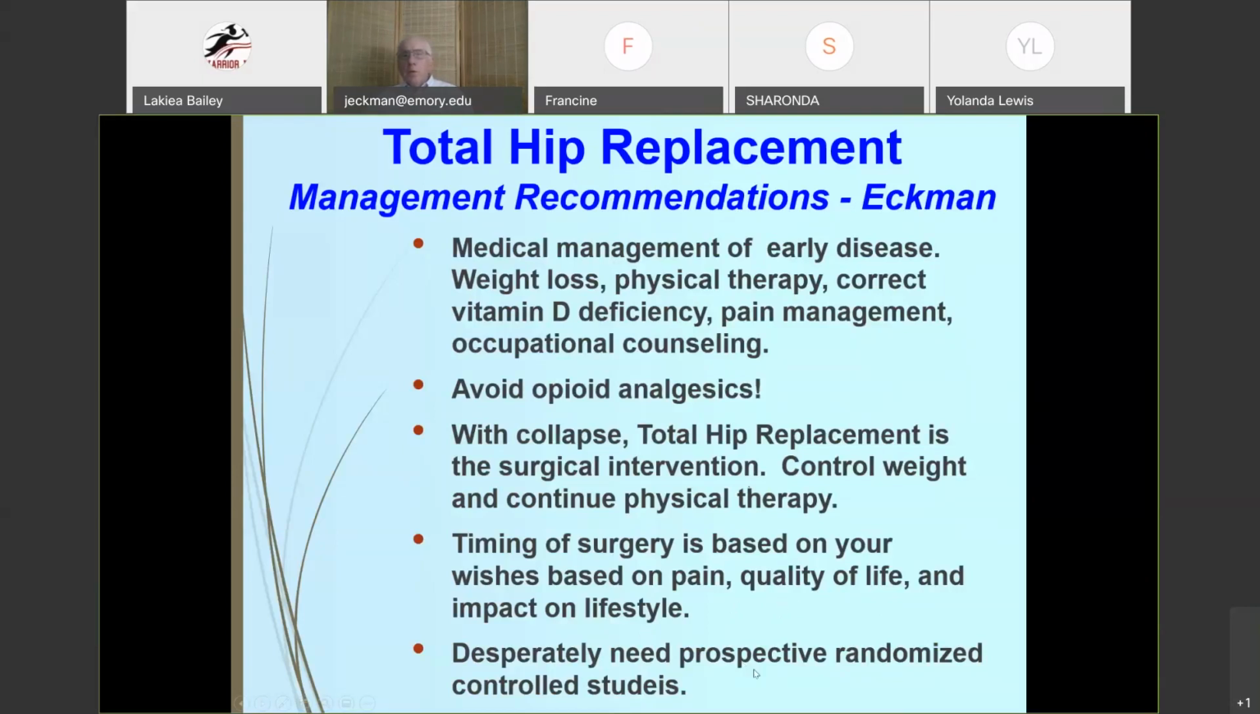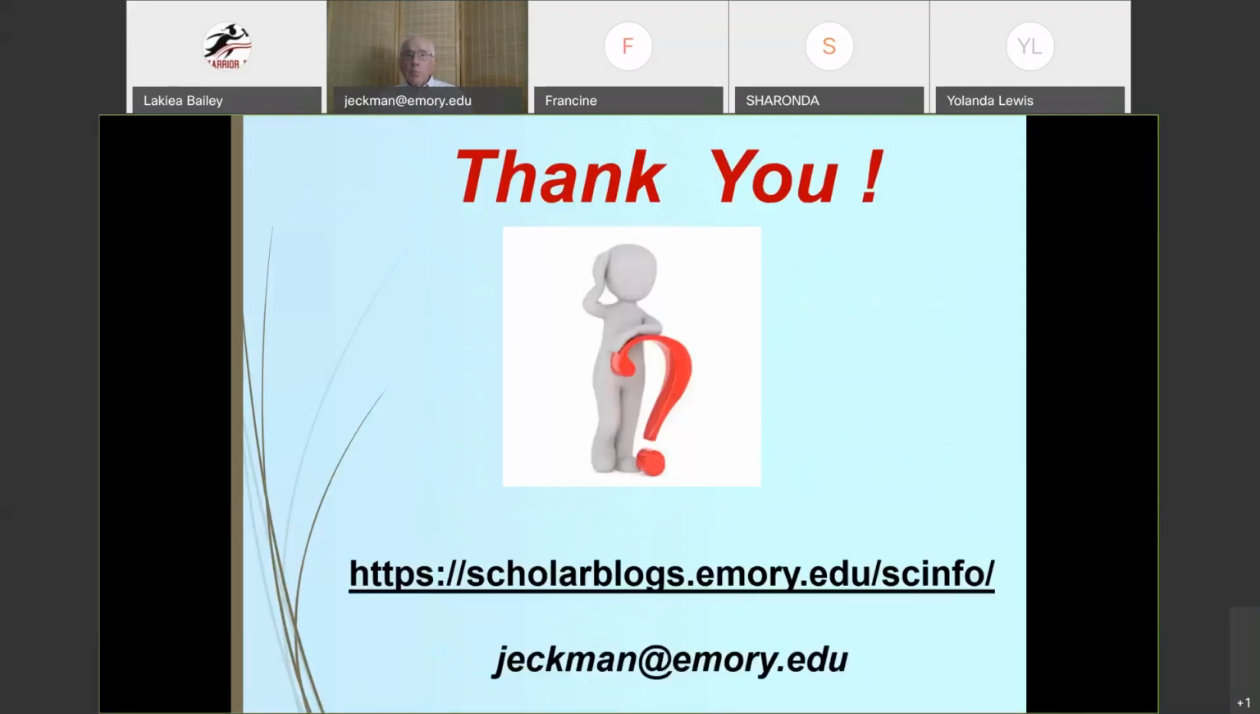And the real bottom line is this is a very difficult complication because individuals are living longer. It's becoming much more prevalent, and we desperately need some really well thought out studies to figure out the best way of controlling this.